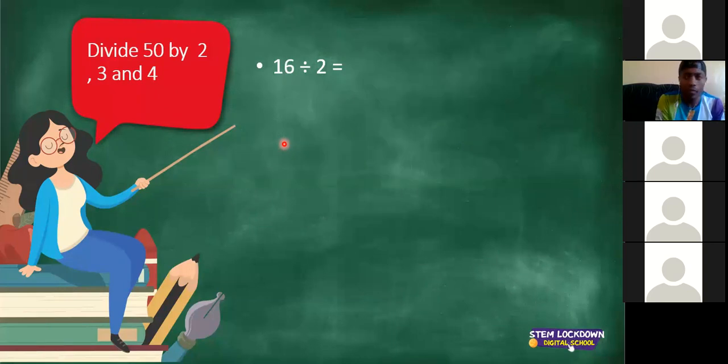You have 3 minutes to do the answer. 16 divided by 2. 10 divided by 2 is a bit easy. It's just 5. But let's do 16 divided by 2.